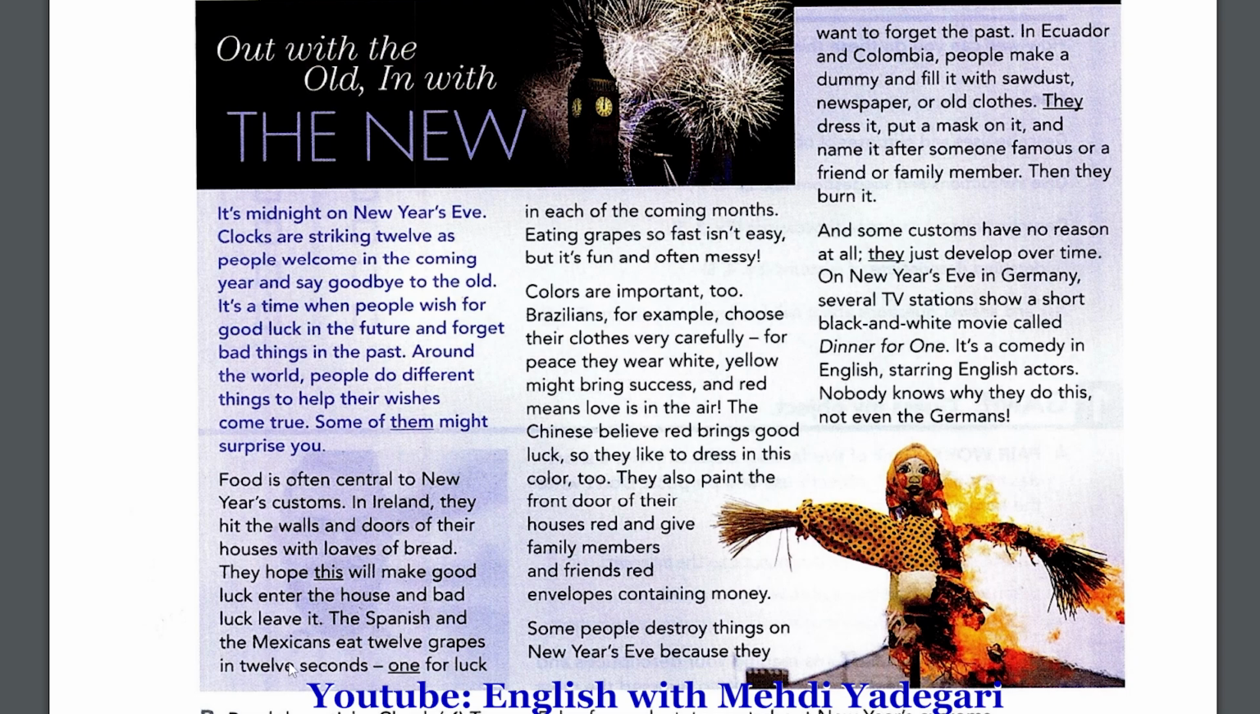The Spanish and Mexicans eat 12 grapes in 12 seconds, one for luck in each month of the coming year.